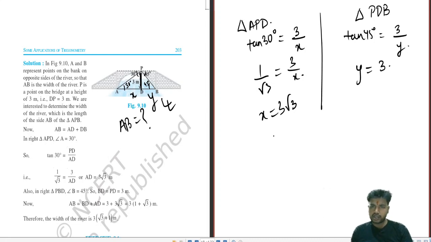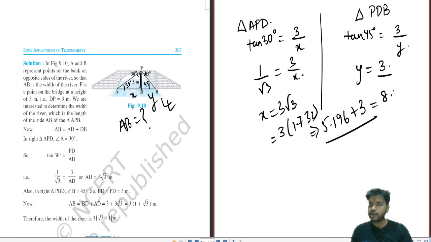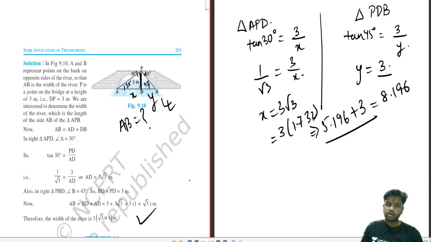Now 3 root 3 is equal to 3 into 1.732. That is equal to 5.196 if you calculate it. And this is your 3. So the width of the river is 5.196 plus 3, that is 8.196. They have not used the value of root 3. Obviously you would be using it according to my concept.